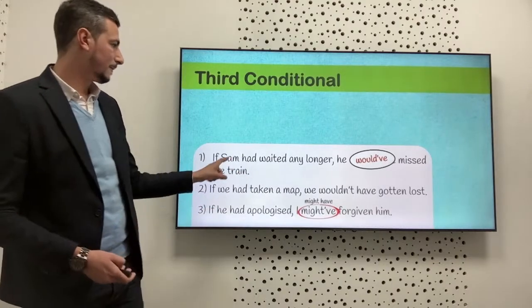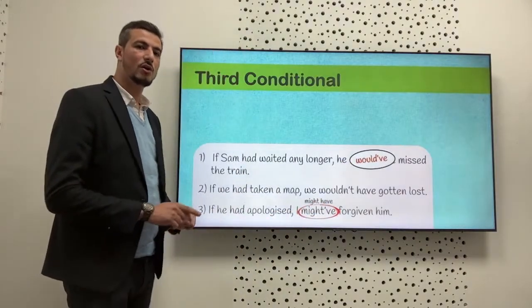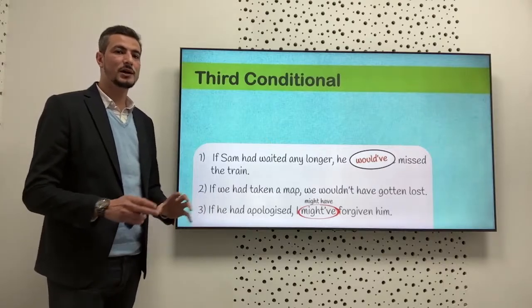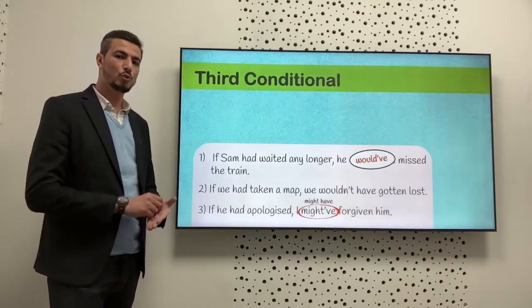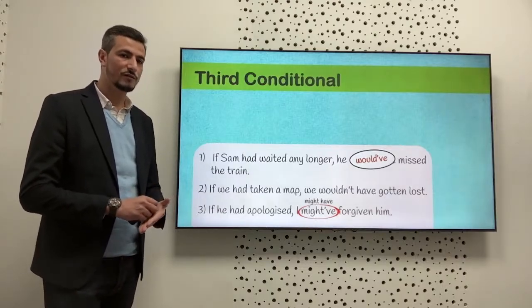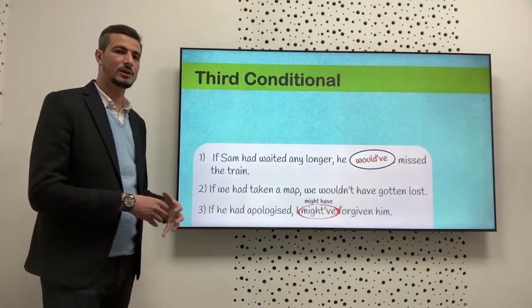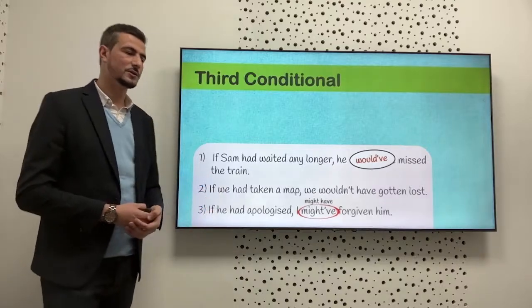Take a look at this one. Would have and might have are also contractions of the third conditional. We can use them in the third conditional. Normally they are used in spoken English, but in written English you should write would have, not the contraction. Remember, don't write the contraction because it's correct, but it is spoken English.